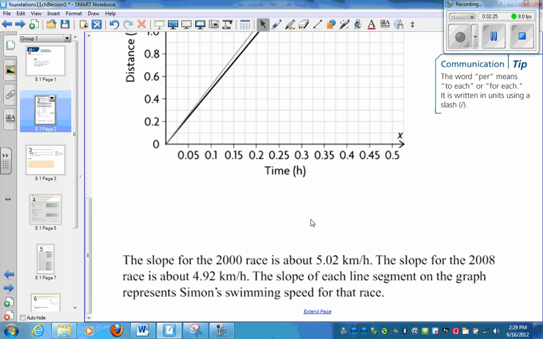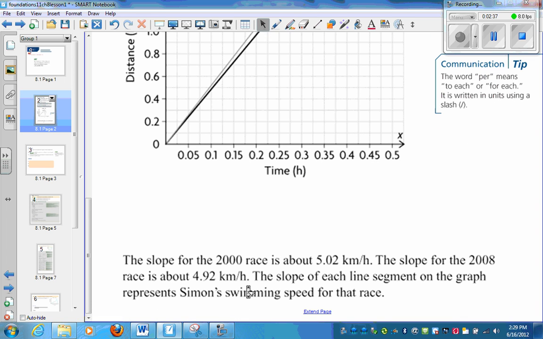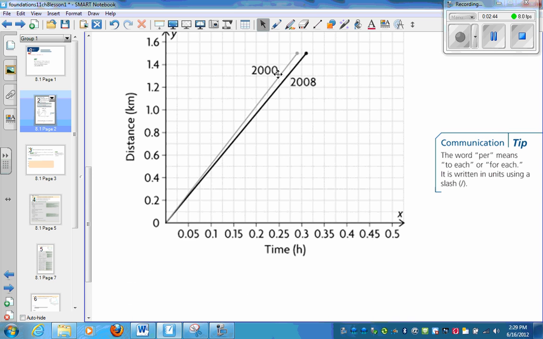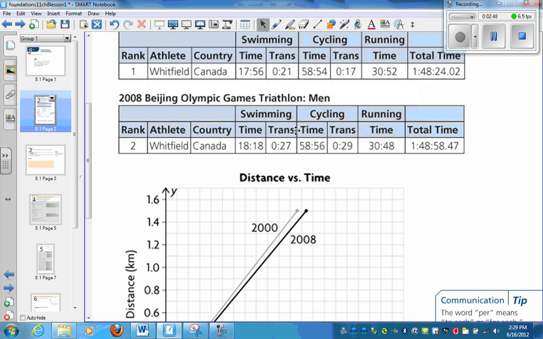The slope for the 2000 race is about 5.02 kilometers an hour, and then his second race was 4.92 kilometers per hour. And notice that rate came from kilometers per hour. It came from that graph as well. The slope of each line segment on the graph represents his swimming speed for that race. So you can see his speed was much quicker in 2000. So my guess is there were fewer waves. Maybe he was not around as many people, because that's one thing that slows you down in triathlon, is when you're nipping at other people's toes.